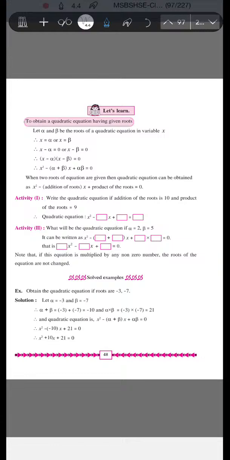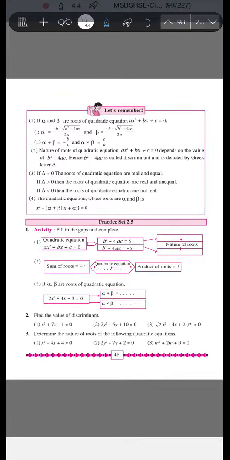Now here, to obtain a quadratic equation having equal roots, all the terms are given. This is from practice set 2.5. If you have any doubt, just comment down below. Till then, I will explain what exactly it says. Let's remember what it said.